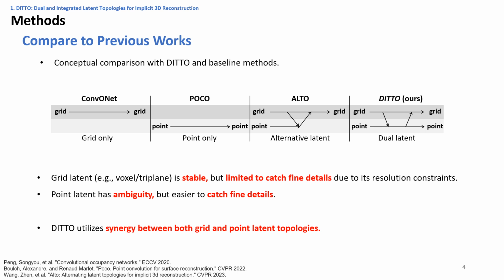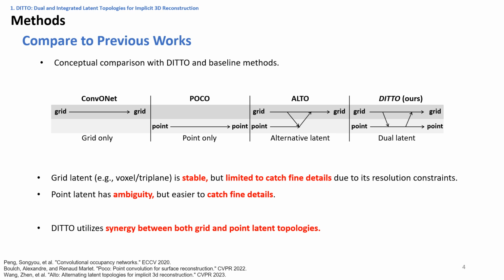On the other hand, POCO explicitly utilizes point latent. Point latent can preserve more details than grid, but its unstructured data type causes ambiguity. Our approach aims to utilize synergy between grid and point latents.